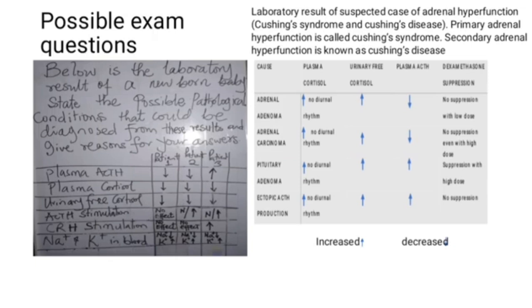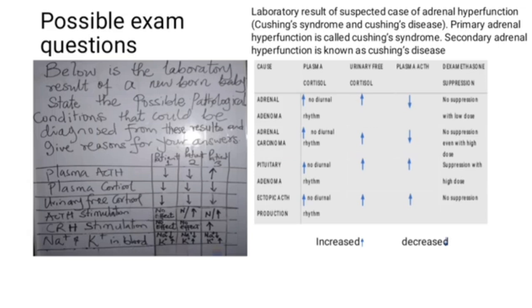Now, if plasma ACTH is low, of course, in a normal state, the plasma cortisol should also be low. So, where is this problem coming from? It means that the pituitary is not producing enough ACTH, and that is the organ responsible for this case. So this case is a clear case of secondary adrenal hypofunction, secondary adrenal insufficiency. It's a clear case of secondary Addison's disease.